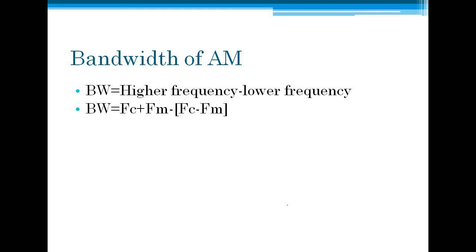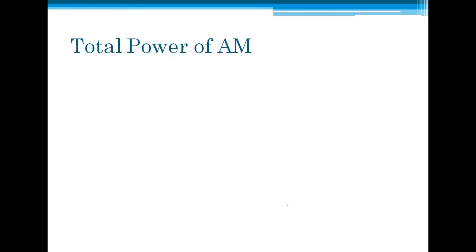So here the higher frequency is Fc plus Fm and the lower one is Fc minus Fm. So my bandwidth comes out to be twice Fm. So the bandwidth of an AM signal is twice Fm, where Fm is the frequency of the modulating signal. Now we go for a total power calculation of AM.